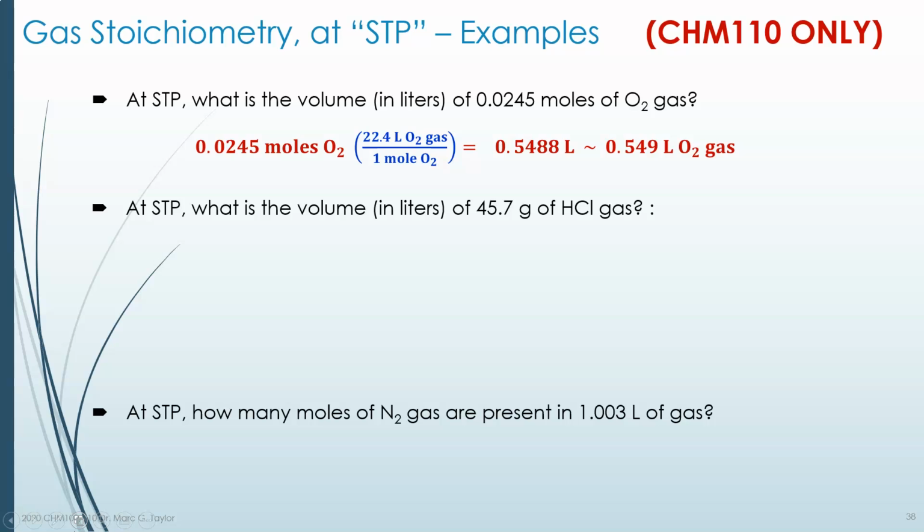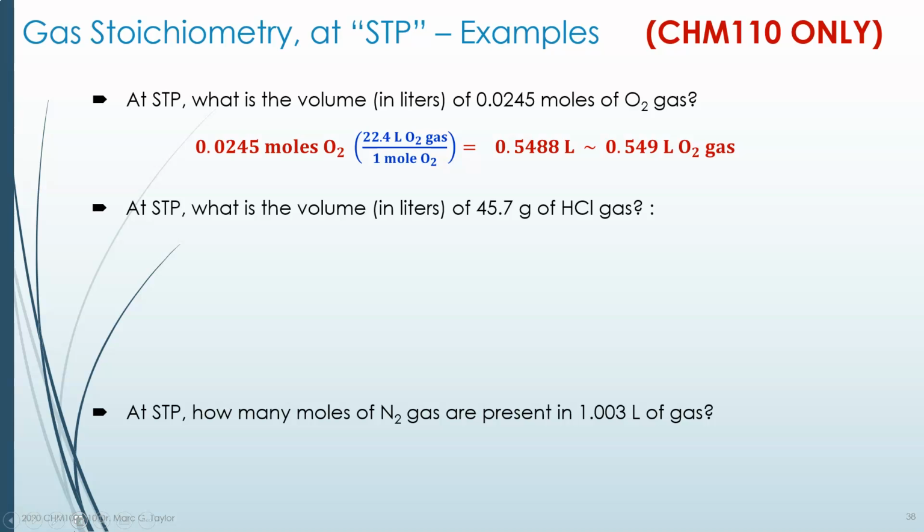At any other condition, you will have to use the ideal gas law to calculate the volume from the moles. This is the only time you get to use a shortcut. So be careful when you get a problem. If it says STP, you can use the 22.4 liters per mole. But if it's not STP, you cannot use this. You have to go through the long way of calculating it with the ideal gas law.